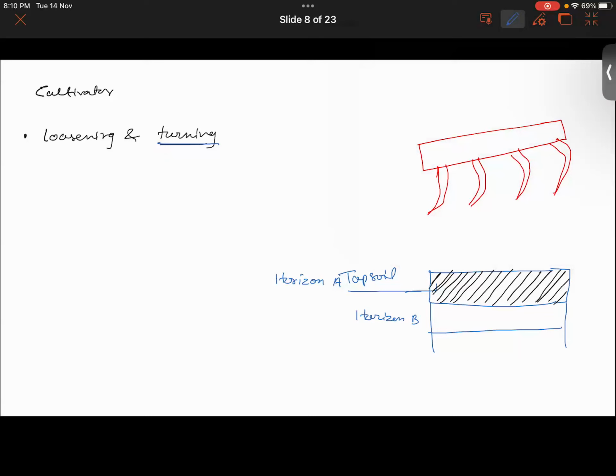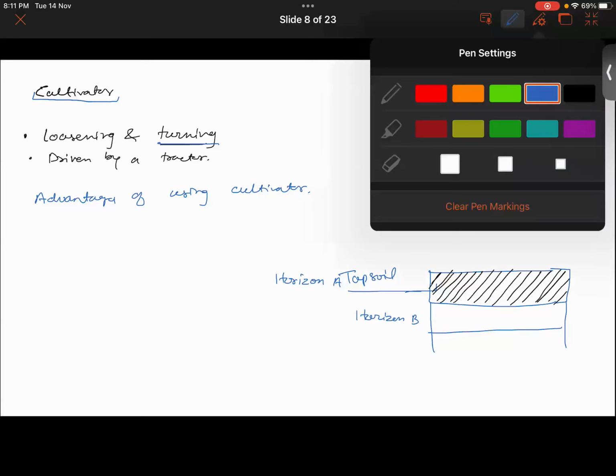What are the advantages of using a cultivator over a plough? Yes, Ahmed. Advantages of using a cultivator. Yeah, Moaz, what are the advantages? What could be the advantages of using the cultivator? It can be used to level the soil. Not level the soil. It can be used to... Moaz, try for a while.